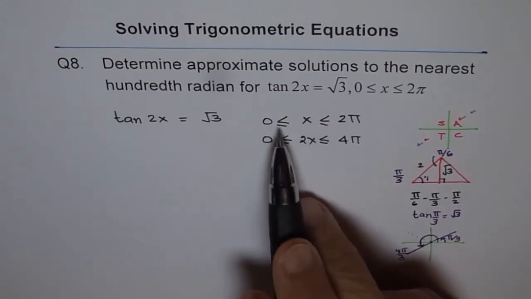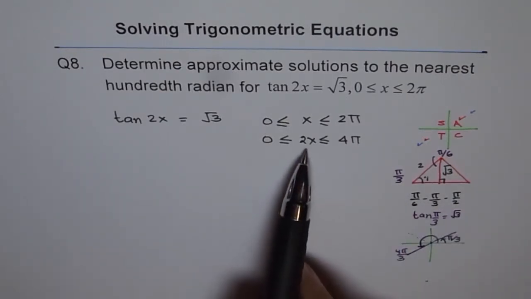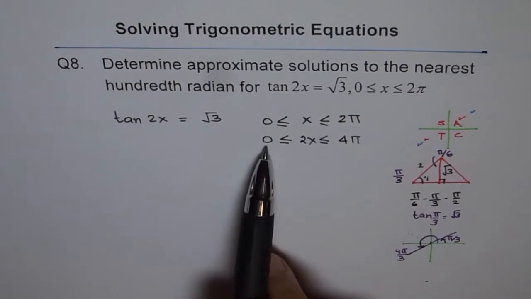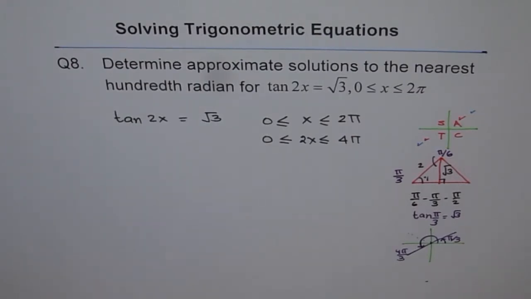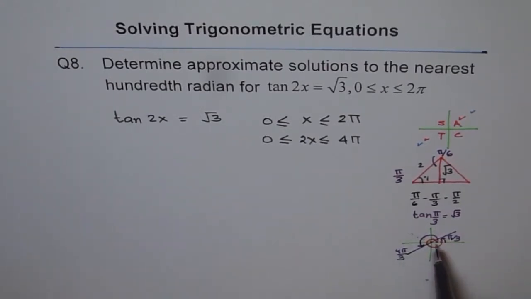So within a domain of 0 to 2 pi, we get two solutions, pi by 3 and 4 pi by 3. But actually for 2x, the domain is from 0 to 4 pi, correct? And therefore, we'll go one more circle. And if we do that, then let me just make one more circle here. Let's go like this one, correct? So this will be how much?